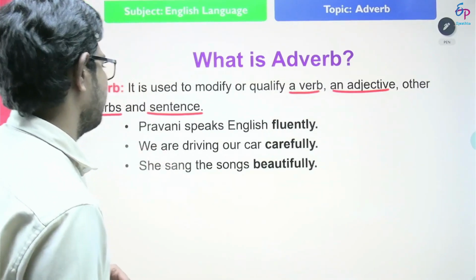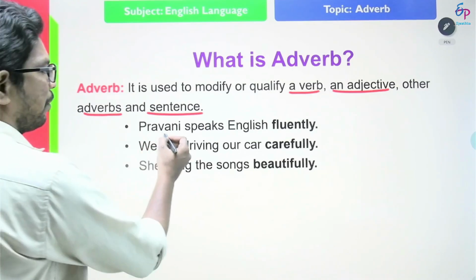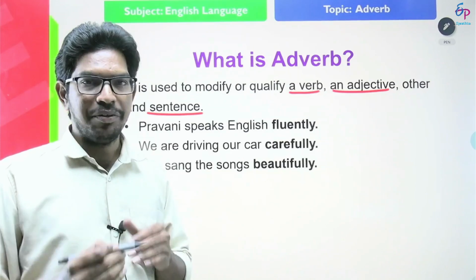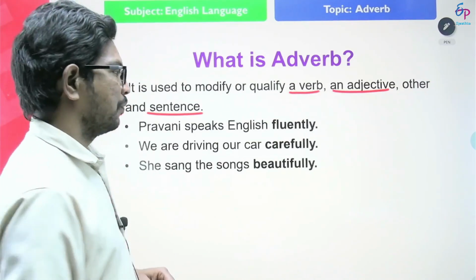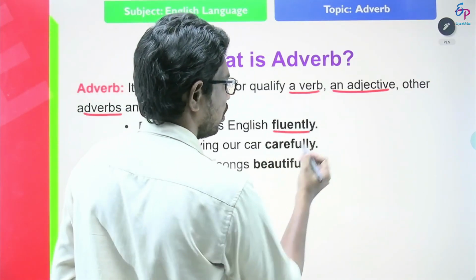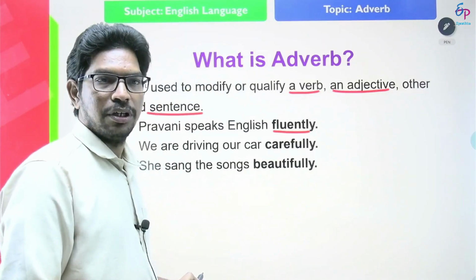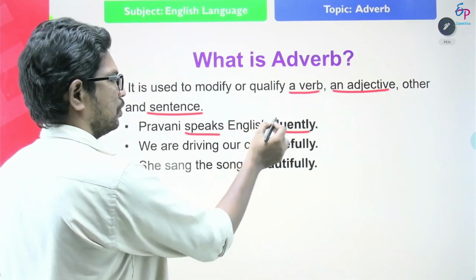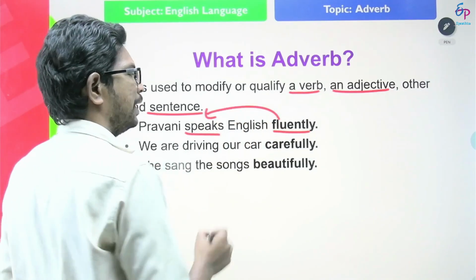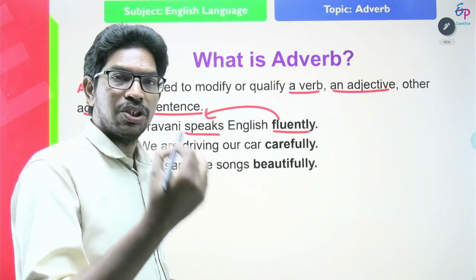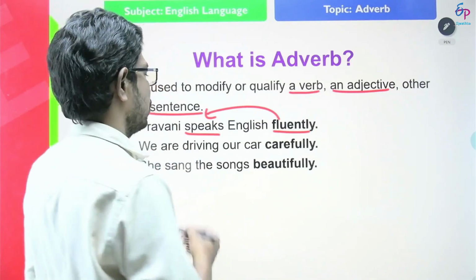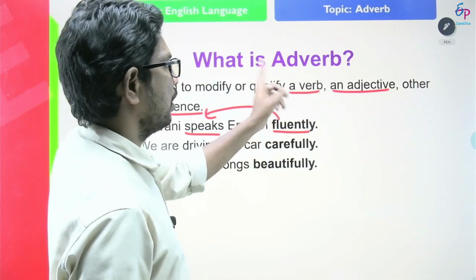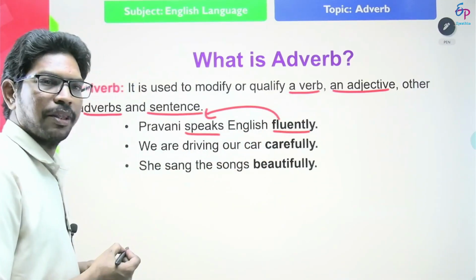So look at these examples. Pranavi speaks English fluently. The word fluently is called an adverb that is modifying the verb speaks. It is showing how she speaks, the manner. So an adverb modifies the verb in a sentence.